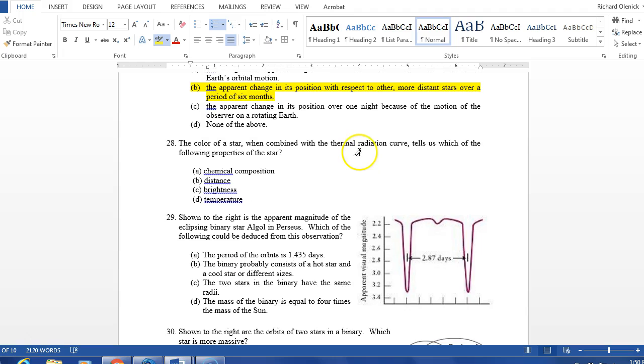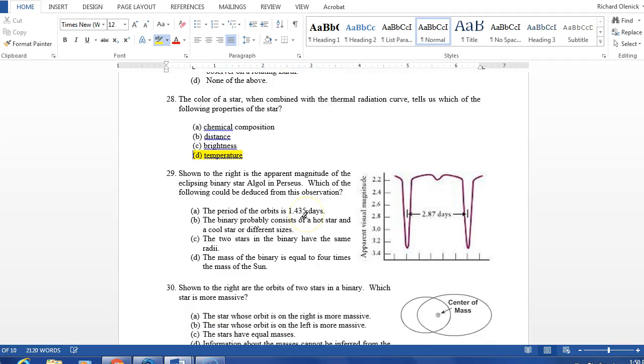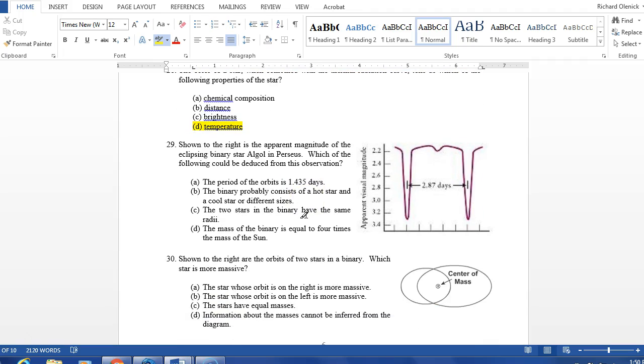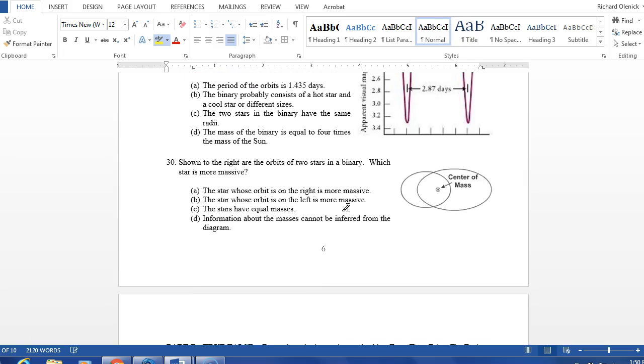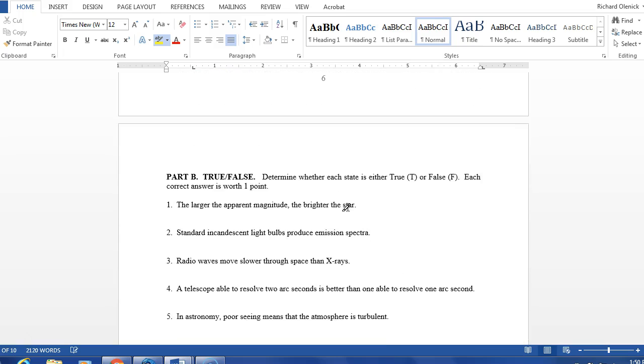The color of a star, when combined with the thermal radiation curve, tells us which of the following? It tells us the temperature of a star. Shown to the right is apparent. This will not be on the exam because we have not covered binaries yet. So please skip questions 20 and 30.